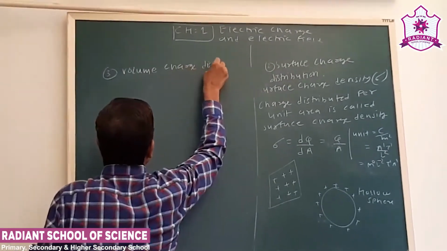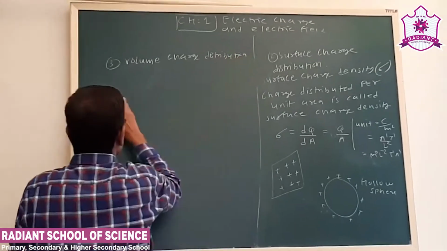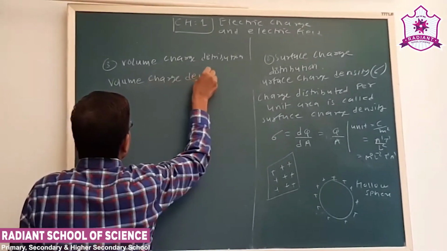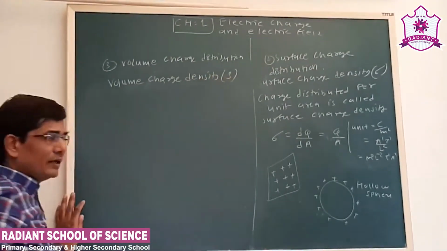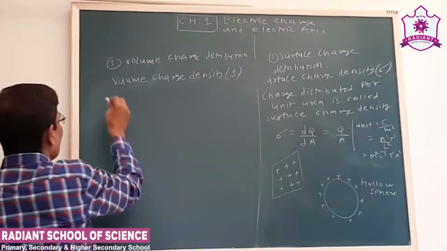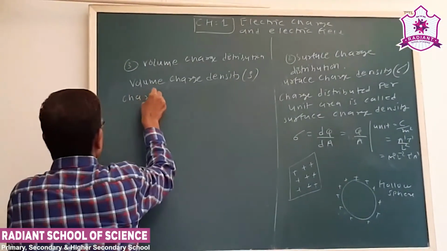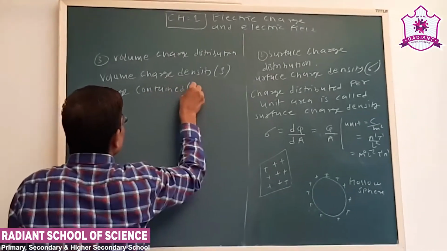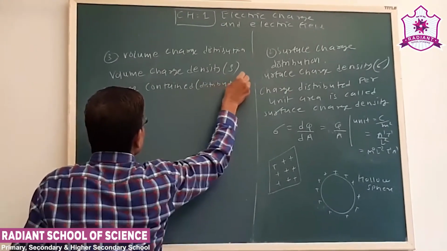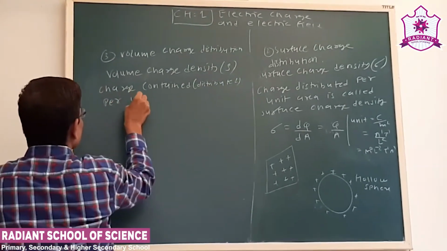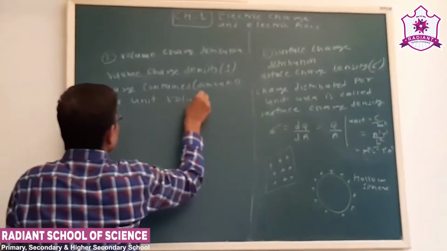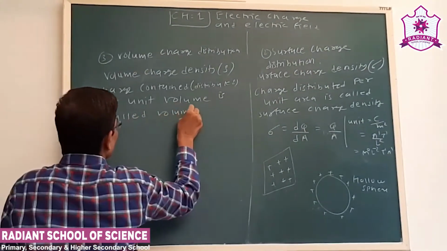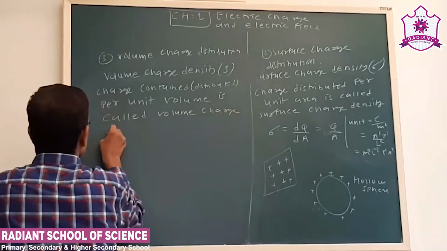So the third type of continuous charge distribution is volume charge, that is given by rho. Okay, this is a Greek symbol rho. So how do we define the volume charge density? Charge contained or distributed per unit volume is called volume charge density.